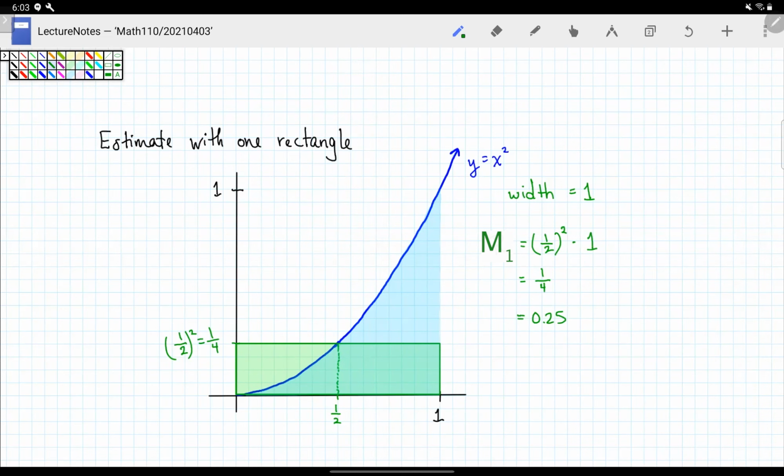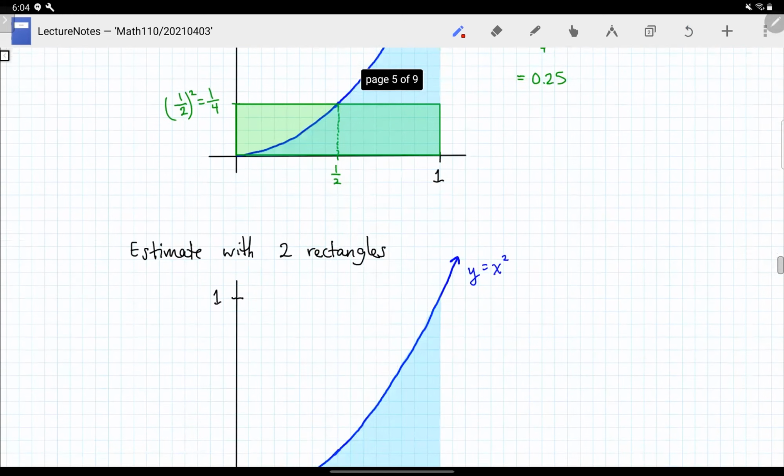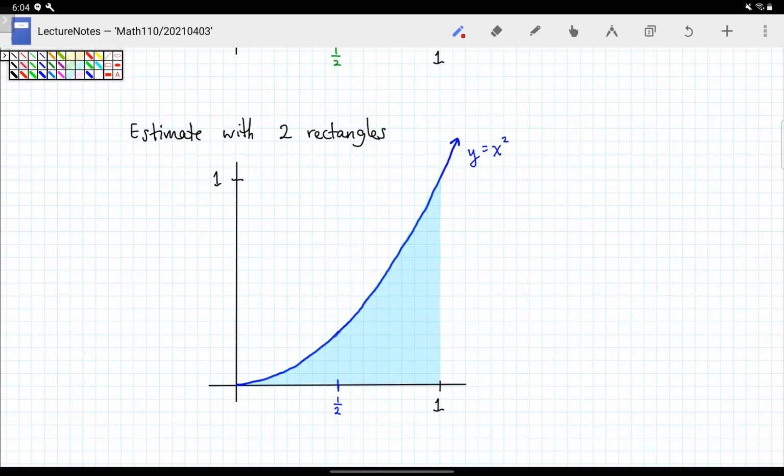And you might already feel like this is doing a better job, because while it's getting too much on the left side here, and it's getting not enough on the right side here, the too much and the not enough are kind of balancing each other out a little bit. So let's see what it looks like with two rectangles. The interval is divided into two parts. The interval is length 1, and so each rectangle is going to be 1/2 wide.